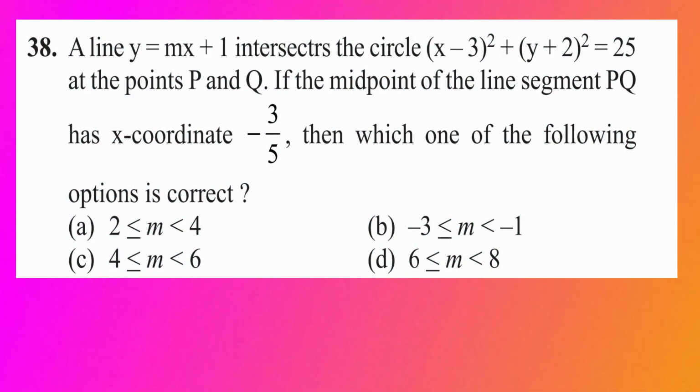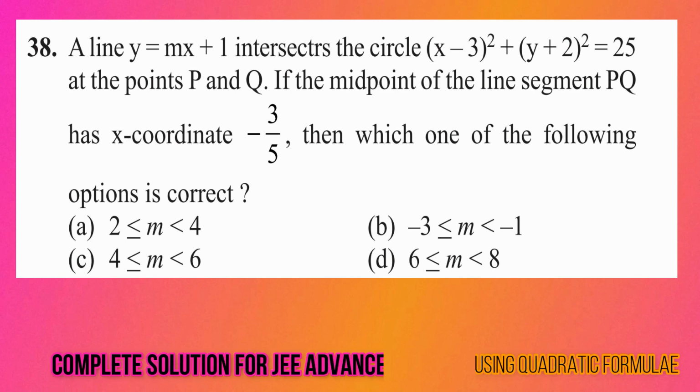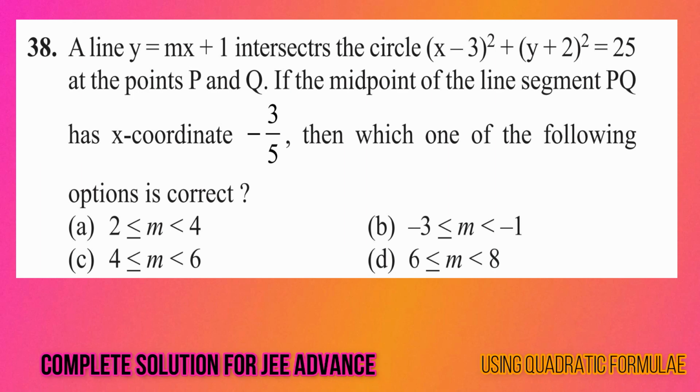Here in our question, we are given a line y equal to mx plus 1, and the equation of a circle is also given: (x minus 3) square plus (y plus 2) square equal to 25. The midpoint of the line segment PQ is also given, and it has x coordinate negative 3 by 5. We have to find out the value for m.